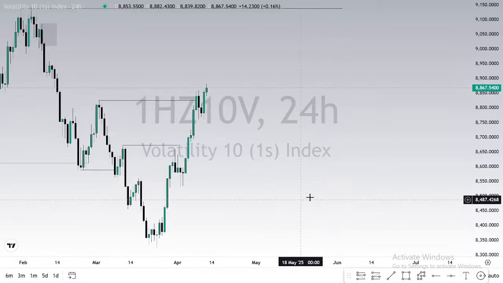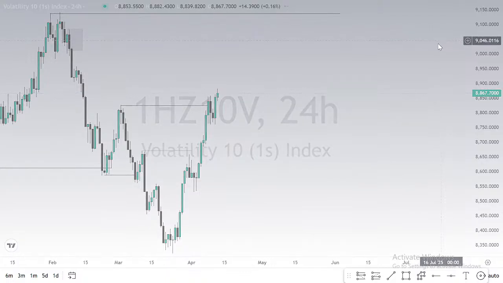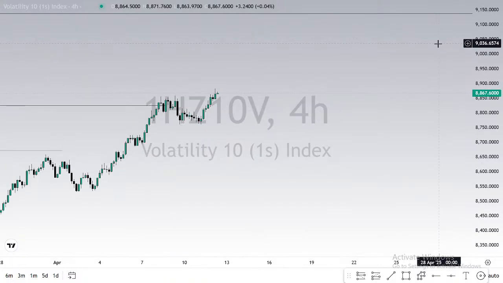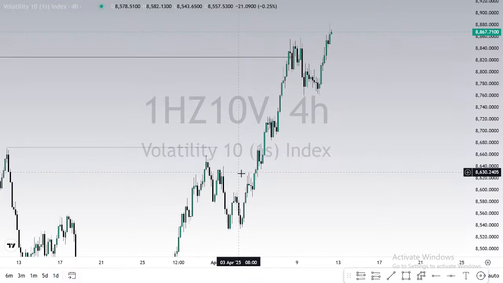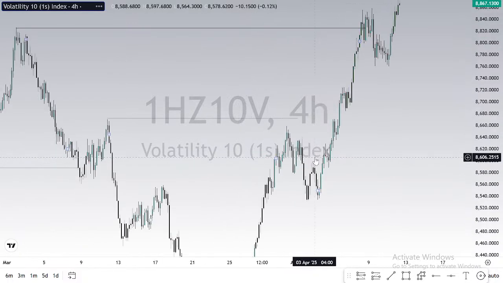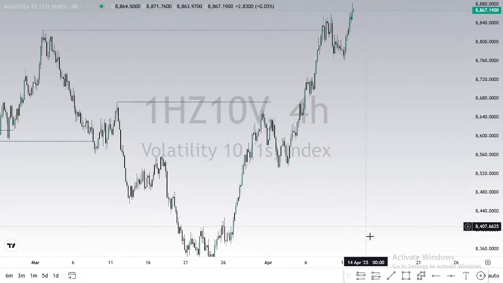So how do I get that buy continuation? Let's go to 4 hours time frame and see possible areas where market can use for a buy continuation to the upside. Possible areas where we can have our buy continuation. Okay, first, I am still expecting market to come back and take this low.